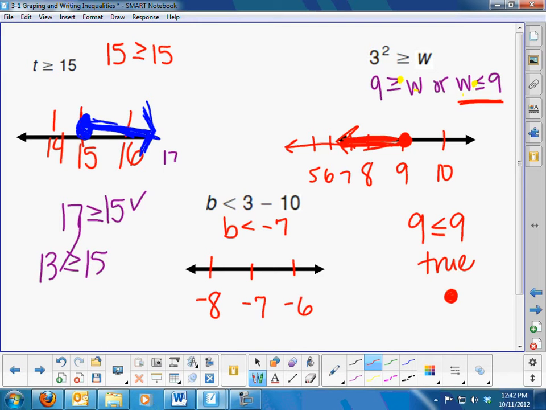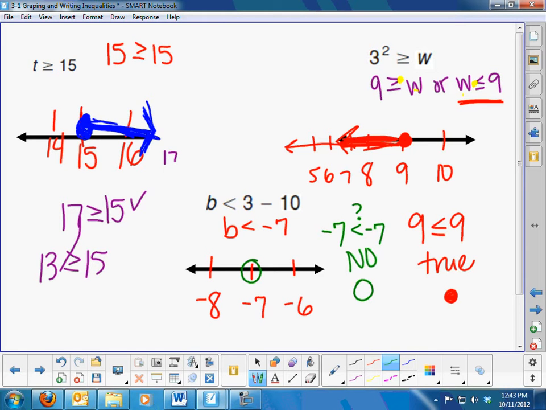Okay, now let's decide, open or closed dot. Is negative 7 going to be included in my solution set? Is negative 7 less than negative 7? No, it sure is not. It's equal to negative 7, but I don't have an equal to sign. So this is not true. Therefore, I use an open circle to represent that. So on my critical point at negative 7, I have an open circle.